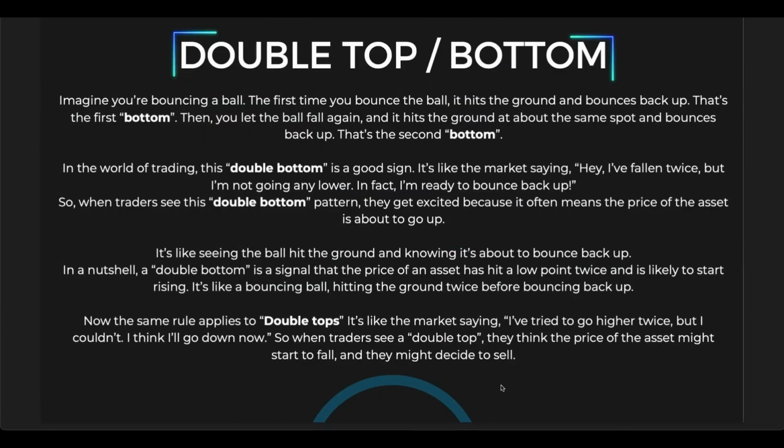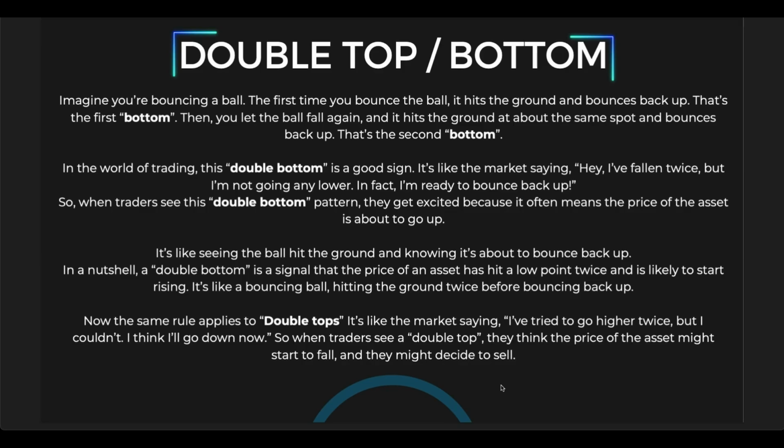All right, now we have double top / bottom. Imagine you're bouncing a ball. The first time you bounce the ball, it hits the ground and bounces back up. That's the first bottom. Then you let the ball fall again and it hits the ground at about the same spot and bounces back up. That's the second bottom.